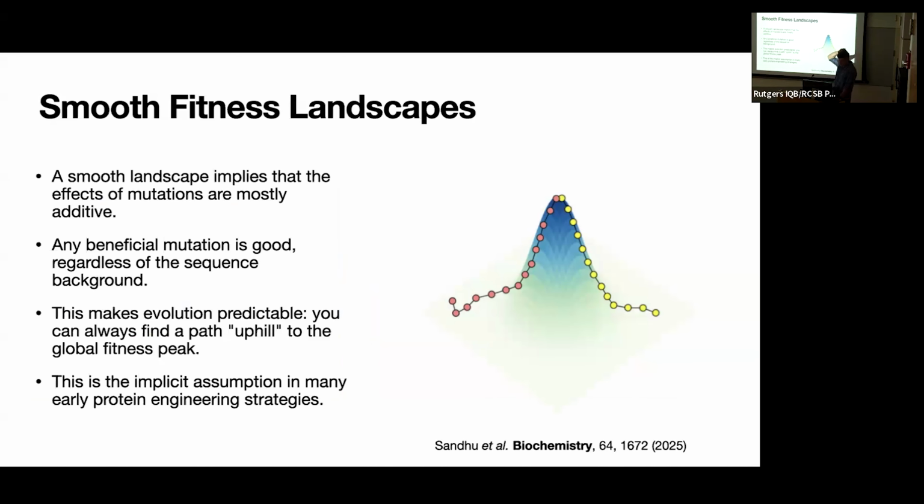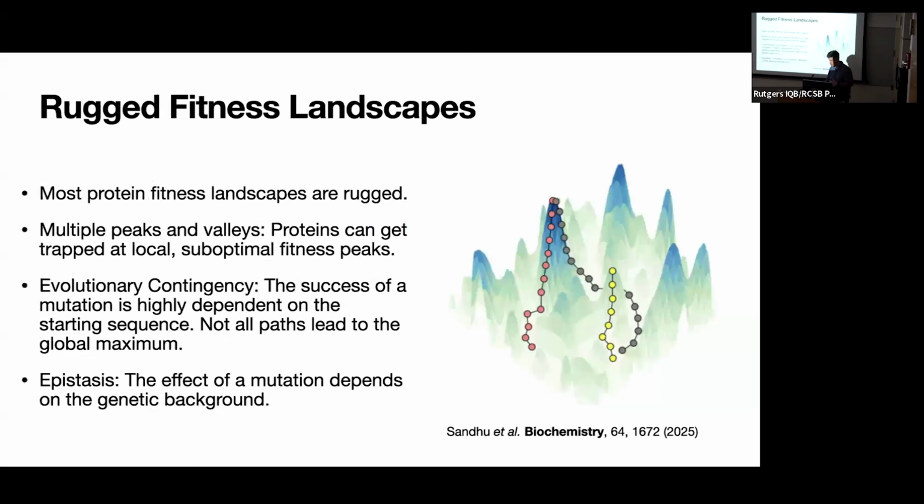A smooth fitness landscape basically implies that the effects of the mutations are mostly additive. Any beneficial mutation is good, regardless of the sequence background. So you're going, these are good, and you just get better and better and better. If you start from here, you can reach the peak. It's an assumption in most early protein engineering strategies.